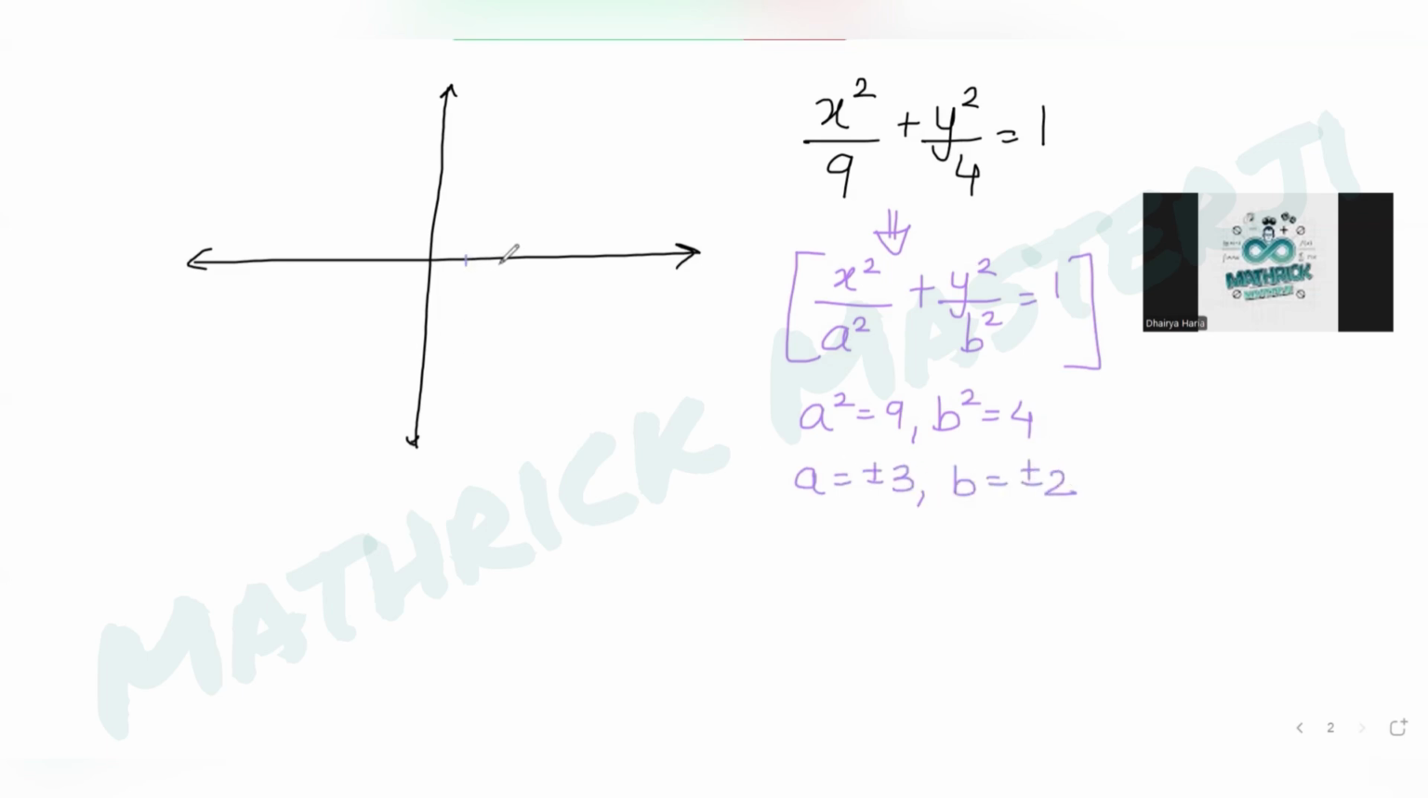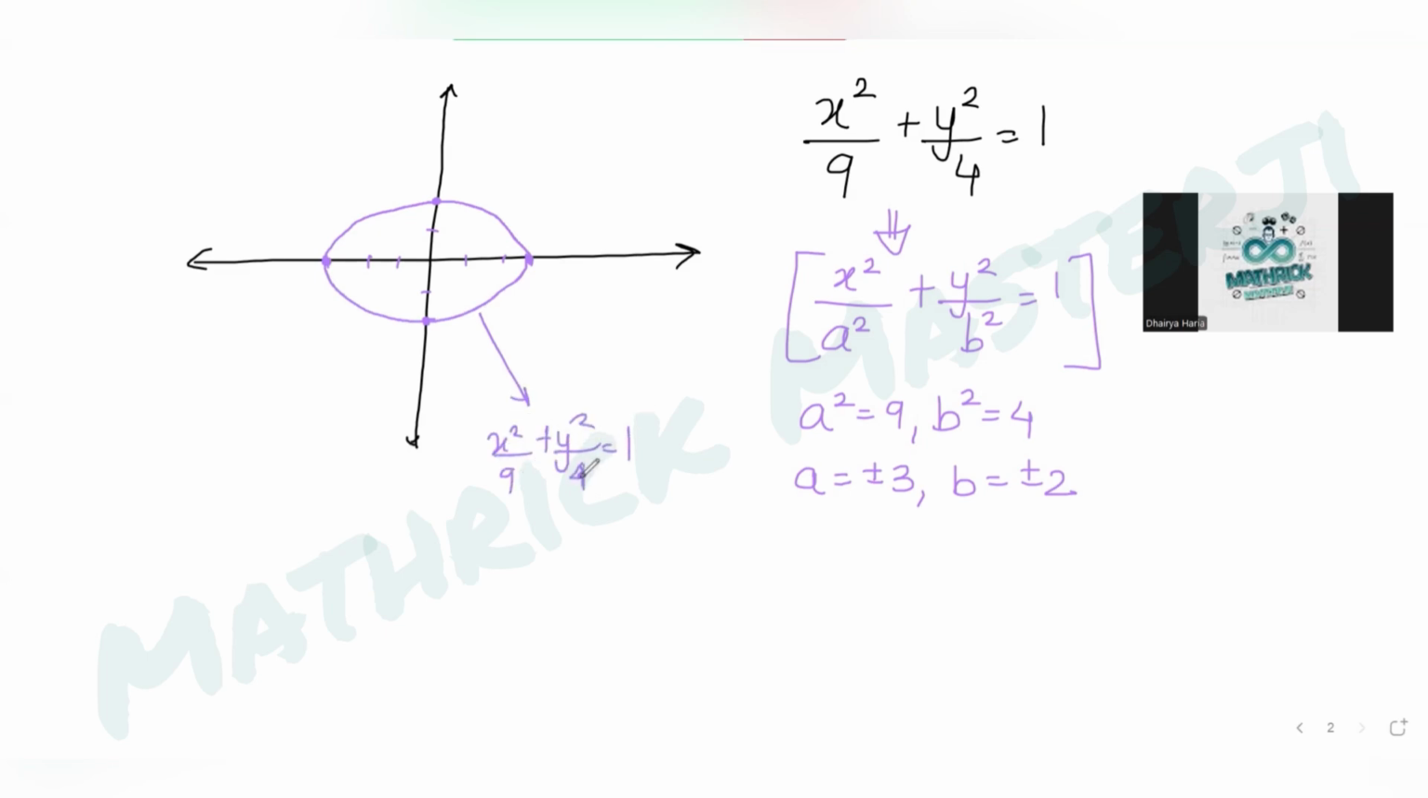If I mark 1, 2, 3 here, and 1 and 2 on the other axis, I have these 4 coordinates with me. Once I have the 4 coordinates, I can just draw this to make it an ellipse. Right, so this becomes your equation of ellipse.